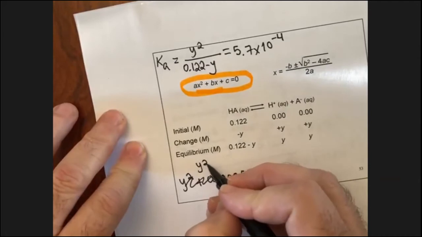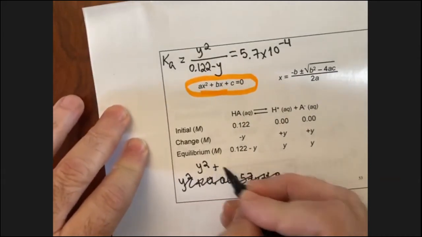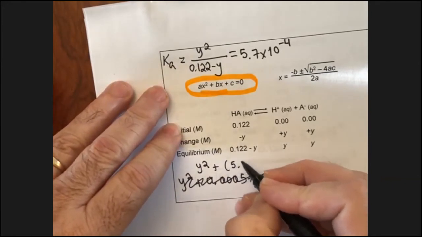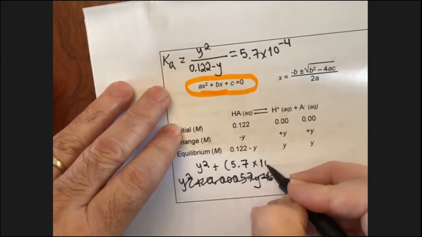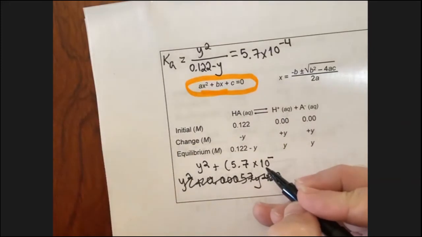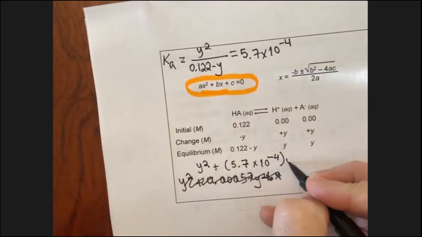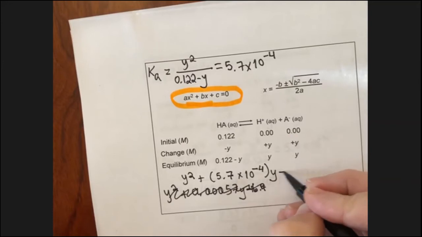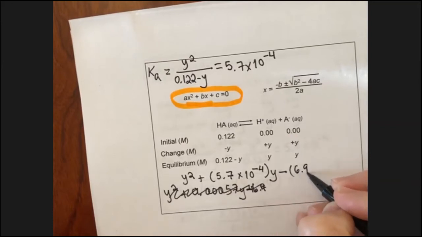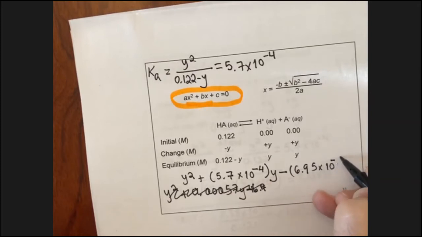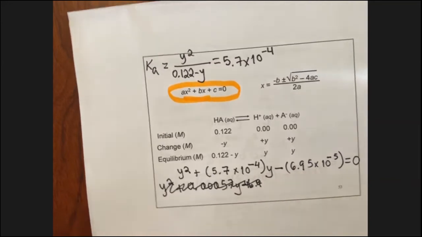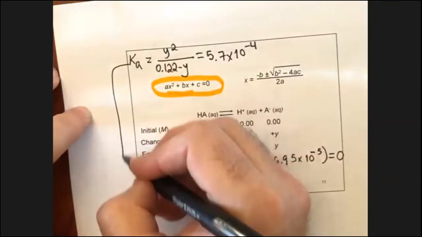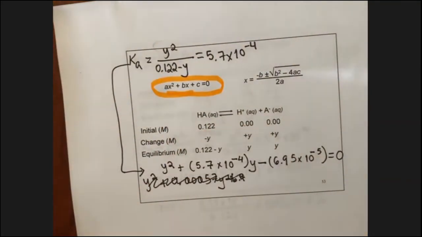So y squared plus 5.7 times 10 to the minus 4, minus 6.95 times 10 to the minus 5 equals 0. That's the equation you're going to get when you rearrange all that expression that we had up here. Again, I'm skipping the whole math here. I'm hoping you guys can do that.